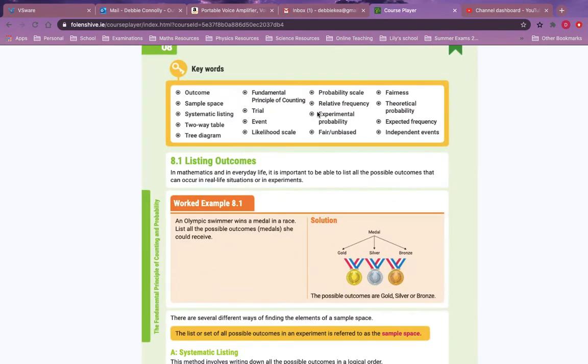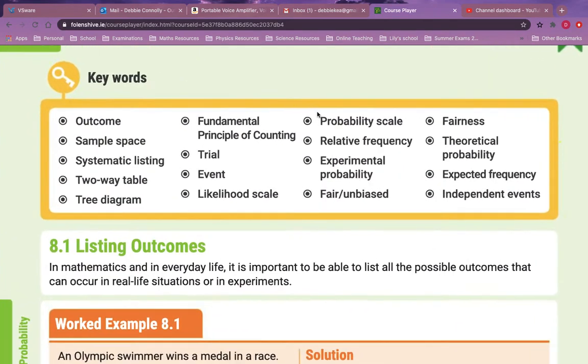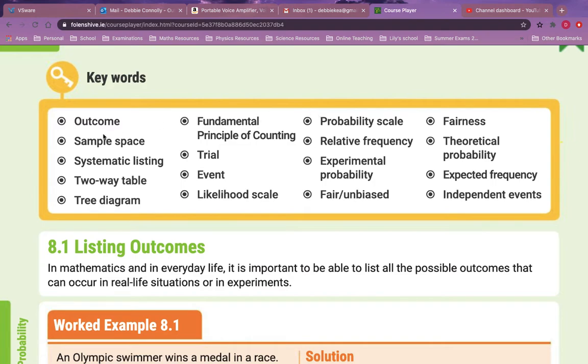The next thing that's important is this little yellow box, which is your keywords. I would use these keywords as a study guide. When you get to the end of this chapter, and I'm giving you an exam on it, you should be able to describe, not in any kind of mathematical language, just in your own words, what I mean when I say sample space. What's a systematic list? What does the probability scale look like? How is it different from the likelihood scale? So you can use your keywords as a guide to testing yourself on whether you know this chapter or not.